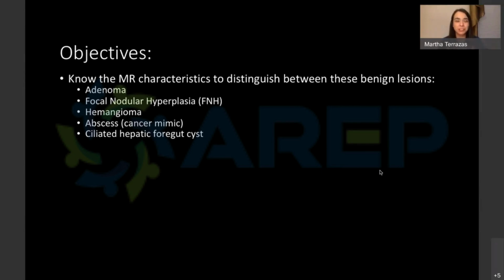When I was in fellowship, I would tell my fellowship director, Dr. Frank Miller, I want to know the imaging characteristics on MR to distinguish benign lesions. Like when I open up a study, how do I know that it's an adenoma versus an FNH, focal nodular hyperplasia, or a hemangioma or an abscess, because abscesses can sometimes mimic cancer, or a ciliated hepatic foregut cyst. These are all benign lesions in the liver. And I asked, what MR sequences am I going to use to tell the difference between these benign lesions? We'll go over that.